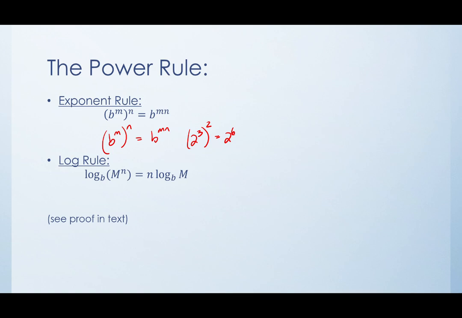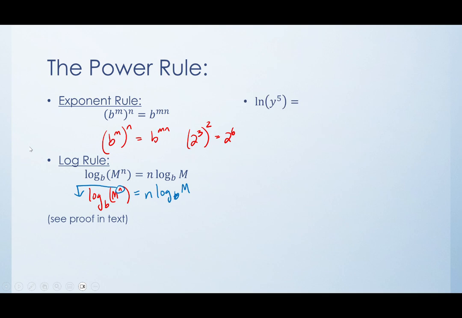Okay, so the log rule has an equivalent, and that is if you have a log base b of a number m to a power n, then we're going to take that power and move it out front, to make it n times log base b of m. The proof for this one's a little more complicated, so if you care, go look in the textbook. But I'm not going to make you memorize it.